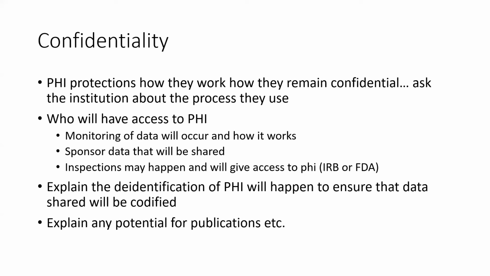Explain that if there's going to be de-identification, the data is going to be de-identified to ensure that their data, when shared, cannot be traced back to them. Then explain up front any potential publications. Even if you don't have them planned, if you want to potentially publish this data in the future, you need to let them know, right?